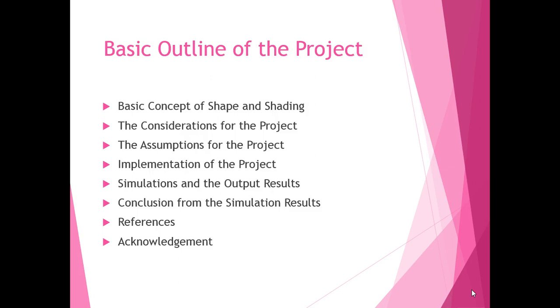Now to begin with, here we have a brief outline of the project. First, we start with the basic concept of shape and shading. Then over to the considerations for the project, the assumptions kept in mind while carrying out the project, the implementation of the project, followed by the simulation results using the two input types, and finally we have the conclusion, references and the acknowledgement.